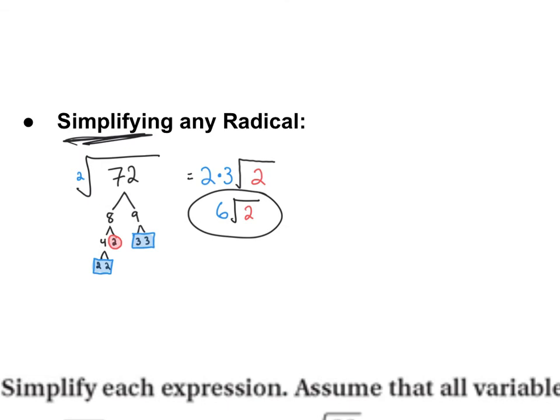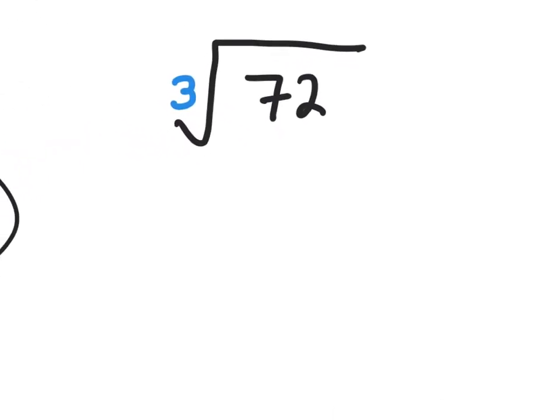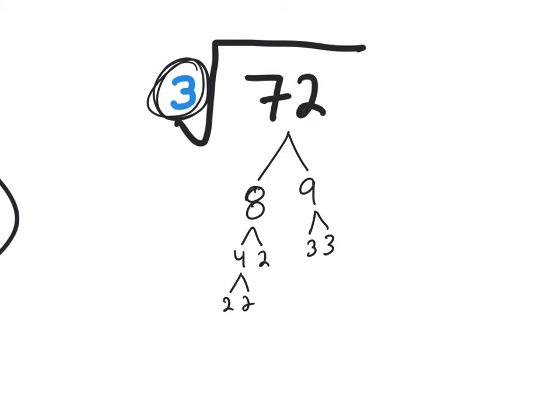So check this out. What if we have a third root of 72? Okay, instead of a square root of 72. Well, do the same task. I'm still going to go 8 and 9, 4 and 2, 2 and 2, and 3 and 3. But now, since it is a cube root, the third root, I'm going to look for partners of 3. So I'm going to need 3 in order to make it partner up and come on outside. So that works there. The 2's work, so that's nice.